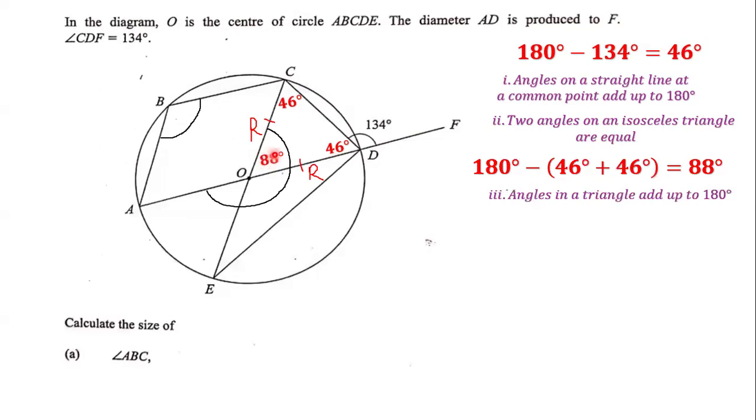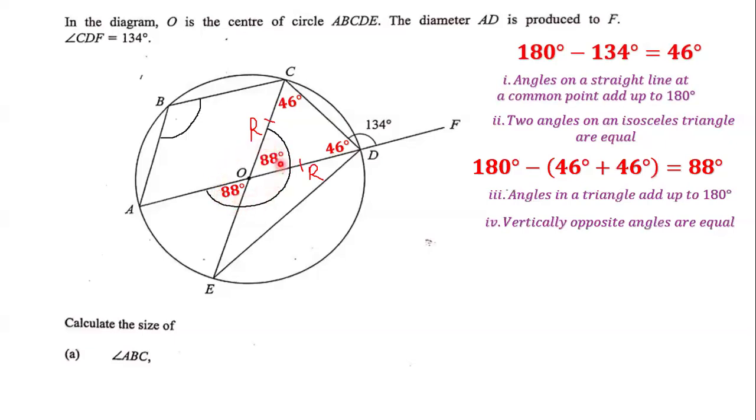Now, if this is 88, these two angles right here are vertically opposite. And vertically opposite angles are equal. So if this is 88, then this right here must also be 88 degrees, because vertically opposite angles are equal. So we have this is 88, this is 88, but this is a common point. And we know that angles around a point is equal to 360 degrees.